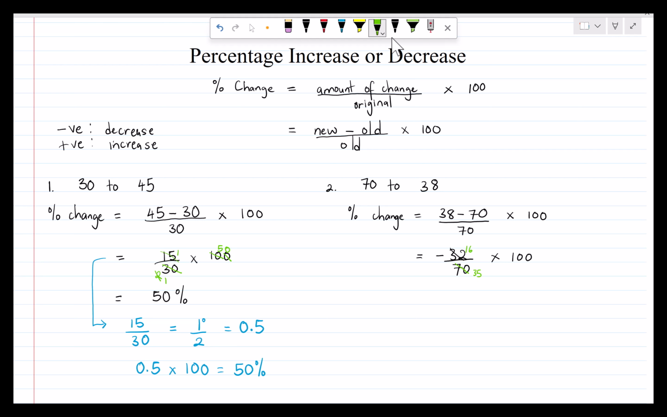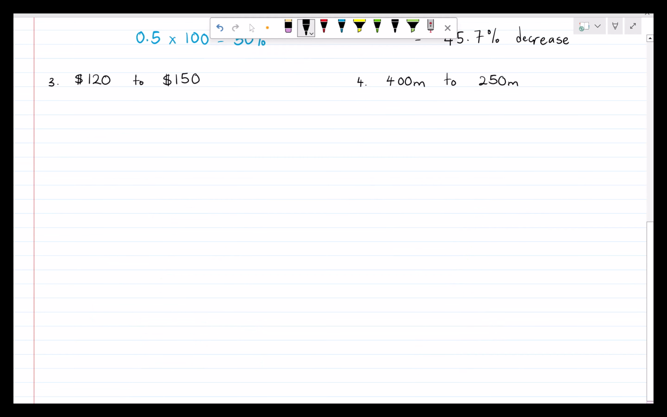Now we have 16 over 35. We can multiply the numerators together and the denominators together. Hence we have negative 16 times 100, which gives us negative 1600, divided by 35 times 1, that is 35. And if we divide this, we get our answer as negative 45.7%. Now remember, the negative sign tells us that the percentage change is a decrease. Hence our answer is 45.7% decrease.